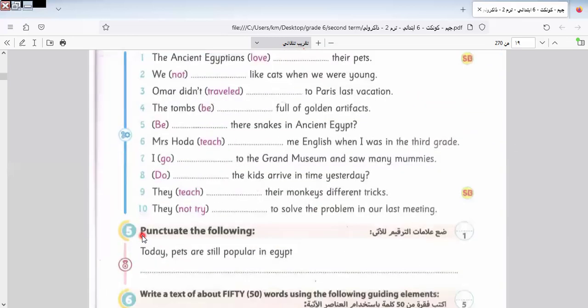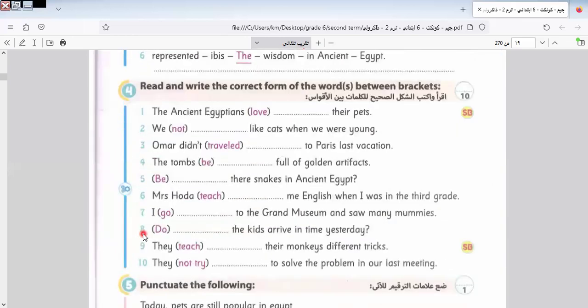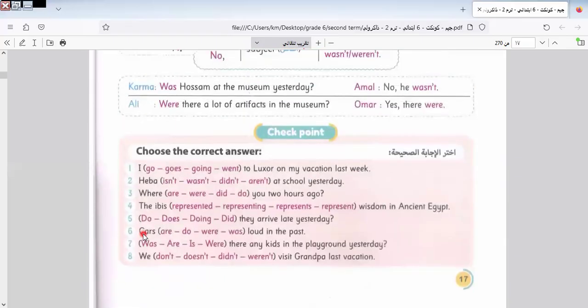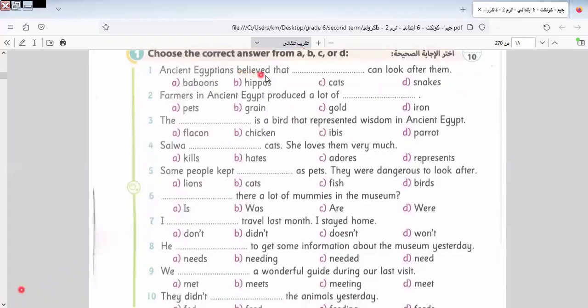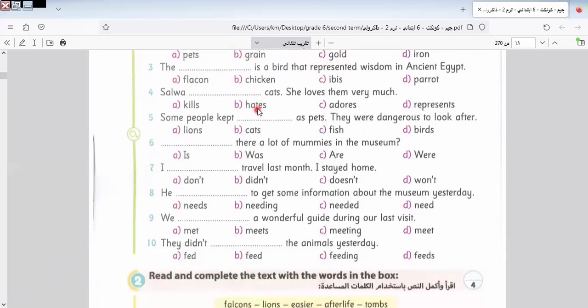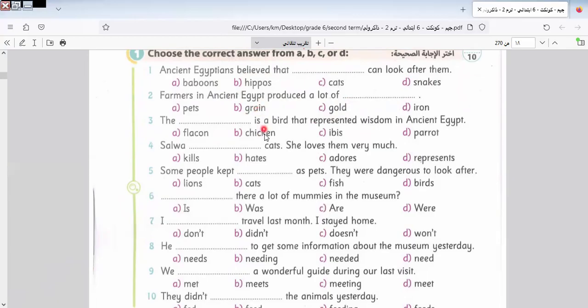Today I will give you lesson 2. Next class I will give you lesson 3, because I don't want to make the video longer. Okay. Ancient Egyptians believed that cats can look after them. Farmers in ancient Egypt produced a lot of what? A lot of grain.